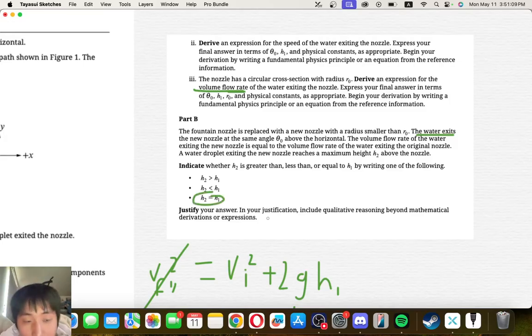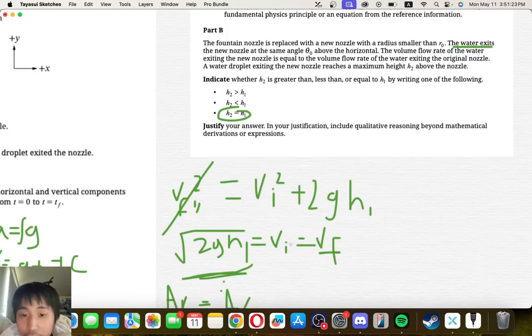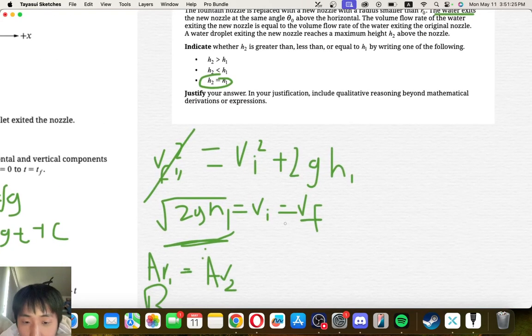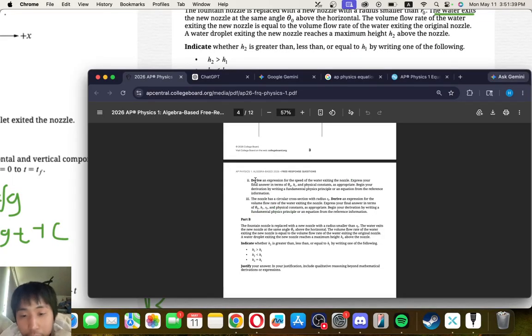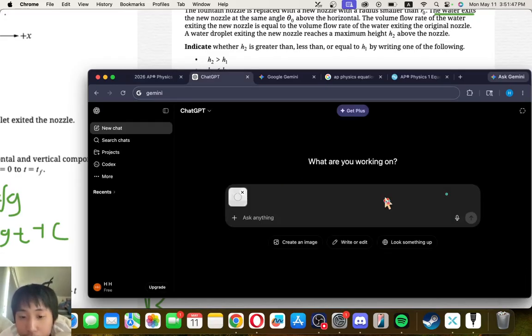The reasoning, smaller radius, same speed of water coming out. And we look at the equation, in comparison to velocity and height, the only thing that affects the height is the velocity, and if we're given that the velocity is the same, then therefore the same height. Now, do I truly believe that? I don't really know if I truly believe that. So that is why we are going to ask ChatGPT how to answer the question.